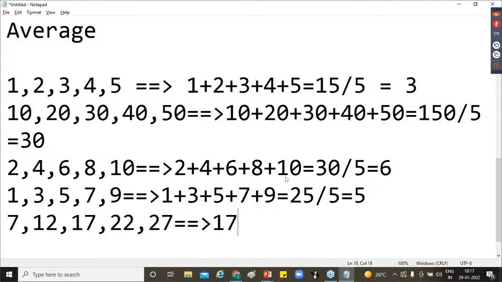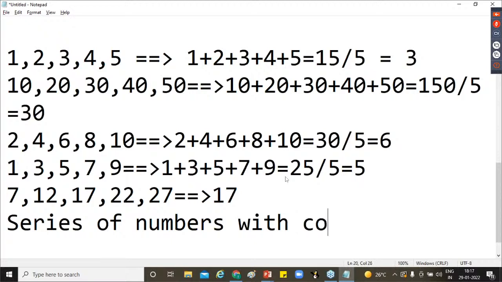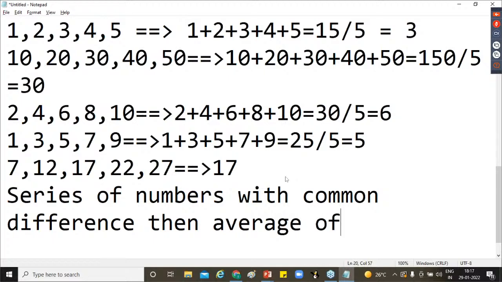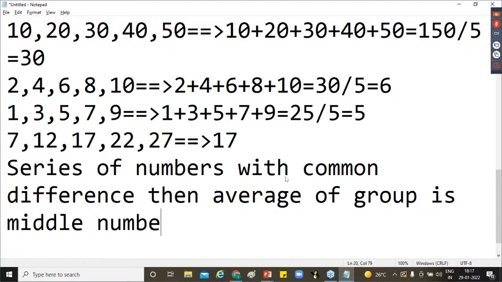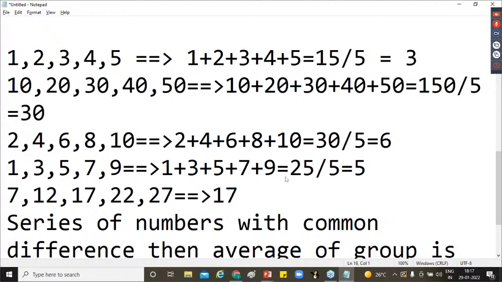7, 12, 17, 22, 27. What is the average? 17 is the average. So whenever you take a series of numbers with a common difference, the average of that type of group should be the middle number. Maybe the difference is 1, maybe 10, maybe 2, maybe 5. Whatever the group, a group of numbers with a common difference, whenever the series is in arithmetic progression, the average should be the middle number.